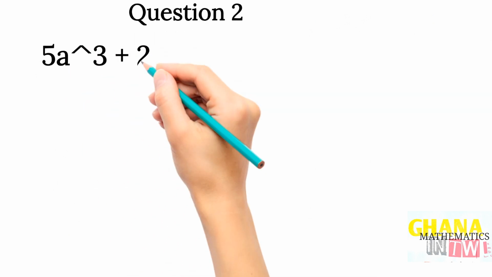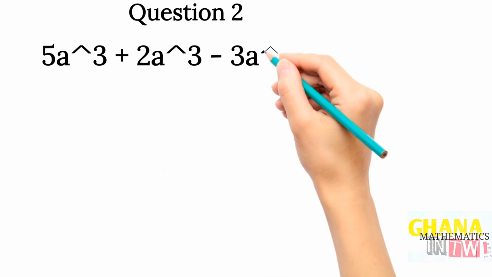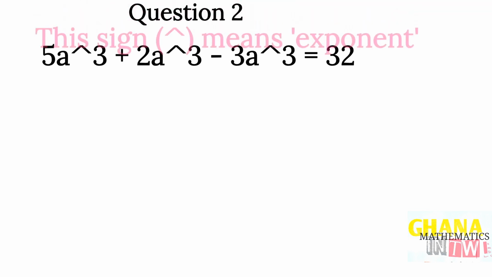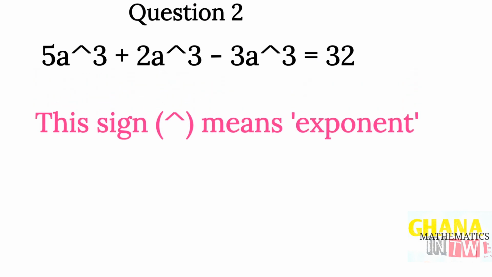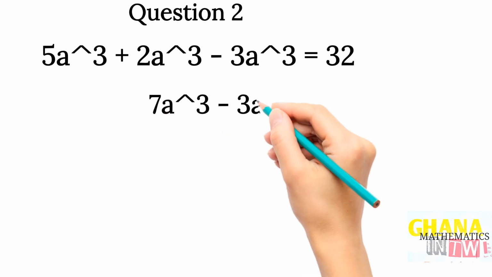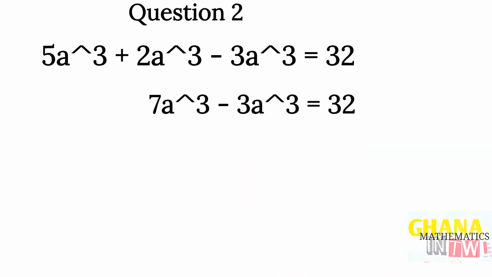Question 2. We have 5a raised to the power 3 plus 2a raised to the power 3 minus 3a raised to the power 3 equals 32. Now, just in case you've never seen this before, that sign is a triangular sign like that, a triangle without any base. It is called exponent. So 5a exponent 3 plus 2a exponent 3 will give me 7a exponent 3 minus 3a exponent 3.